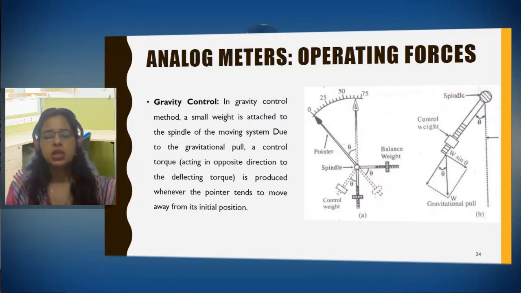So this is gravity control, where a small weight is attached to the spindle which always tries to bring the pointer back to its initial position, because whatever amount of deflecting torque is applied, the controlling torque always acts in the opposite direction, equal and opposite. It is always equal and opposite to the deflecting torque. So by whatever force it is deflected here, the controlling force of the same quantity will be applied in the opposite direction. That is the gravity control.